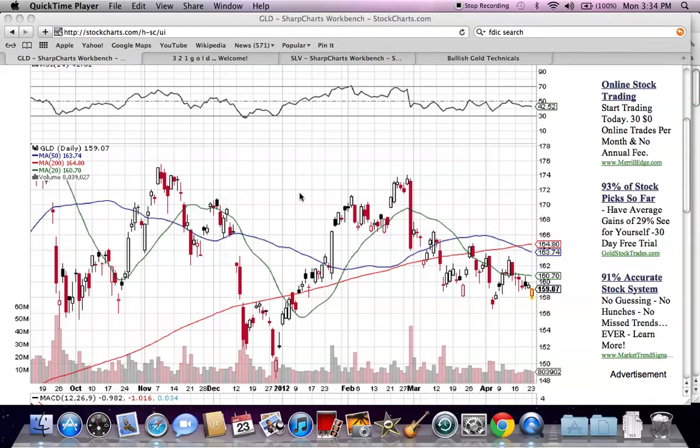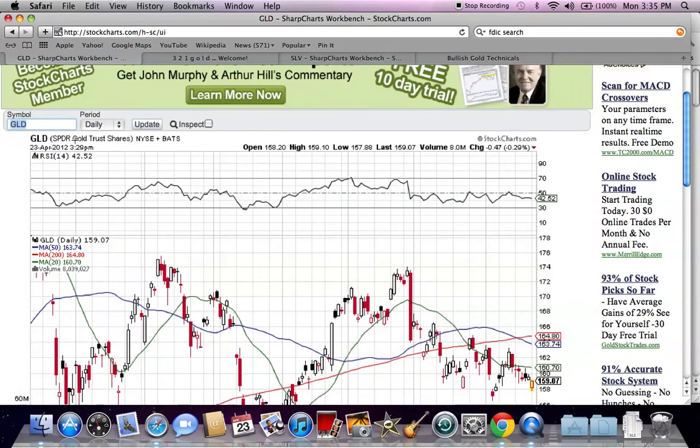So basically what happens with gold is it consolidates around its 200-day moving average and then seems to go higher every single time during the current bull market. The bull market pretty much started back in 2001 when gold was about $225 an ounce, and today it's up around $1,600 an ounce. This is a chart on stockcharts.com of the GLD, which is the Spider Gold shares.